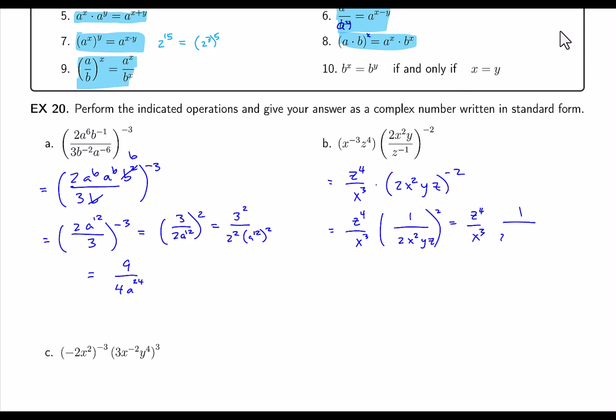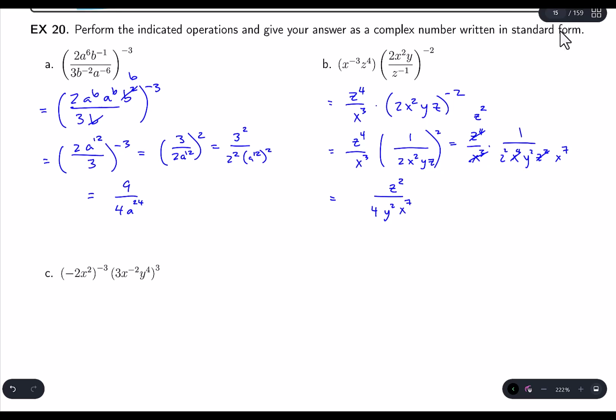So this would be 1 over 2 squared, x squared squared again would be x to the 4th, and then y squared z squared. Now I'm going to start combining with the fraction in the front. Z squared goes into z to the 4th, leaving you z squared. X to the 4th, x to the 3rd would give you x to the 7th. So it looks like I would have z squared in the numerator. And then that's 2 squared, which is 4. Y squared and x to the 7th. And that looks like as simple as I can make it.